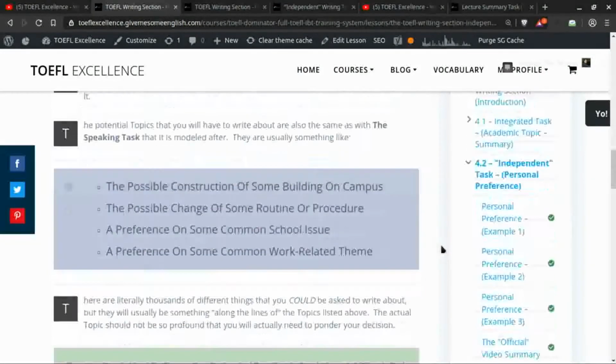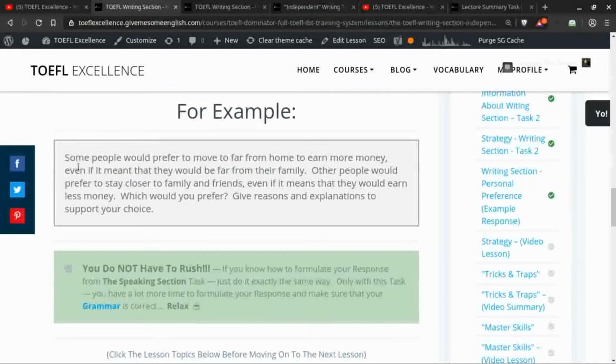Let's take a quick look at an example. So here it says, some people would prefer to move far from home to earn money, even if it meant they would be far from their family. Other people would prefer to stay closer to family and friends, even if it means that they would earn less money. Which would you prefer? Give reasons and explanations to support your choice. Okay. So you can see here, it's the exact same structure as with the speaking section.